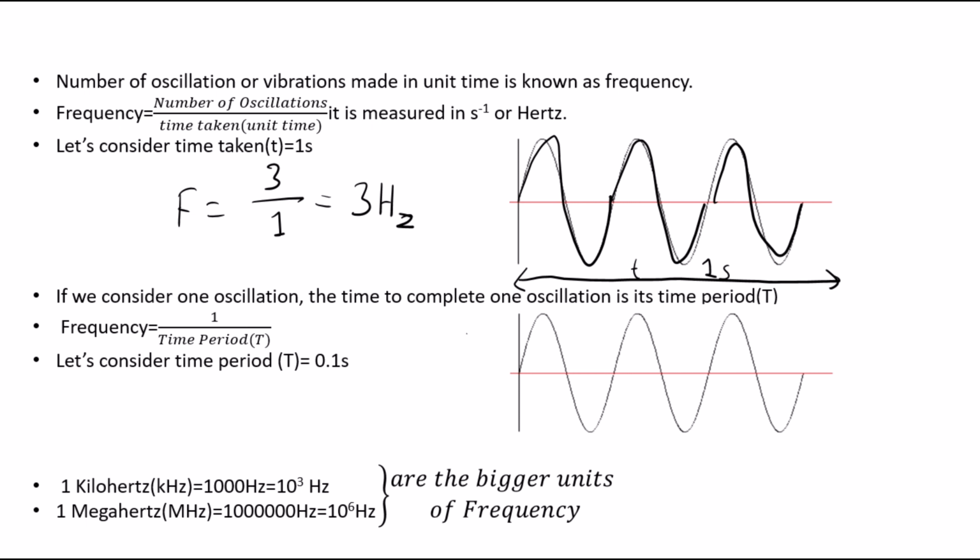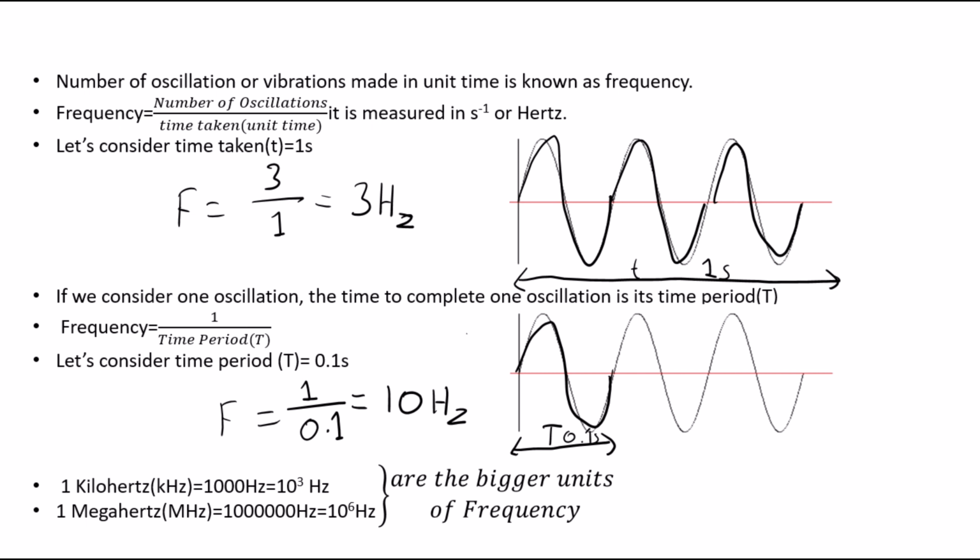Okay. If we consider one oscillation, the time to complete one oscillation is its time period, which means this is a single oscillation, and to complete one oscillation is its time period. Let's consider the time period as 0.1 second. Now, to find the frequency like this, you divide 1 by the time period. So you can find frequency by 1 divided by the time period, which is 0.1 seconds. So let's write 0.1 and the answer will be 10, and the units hertz.